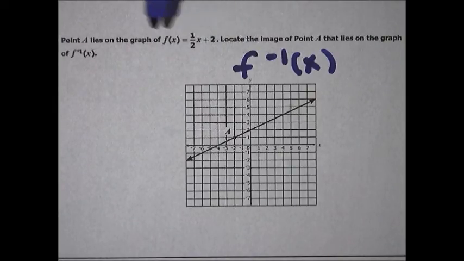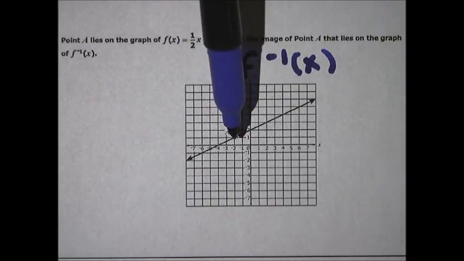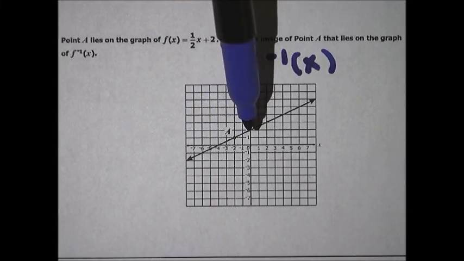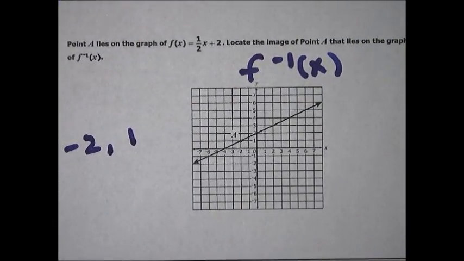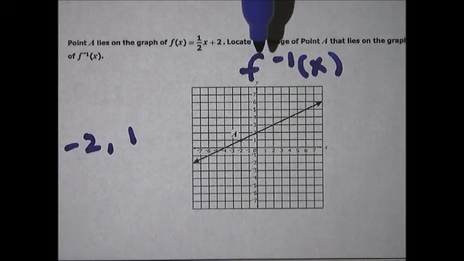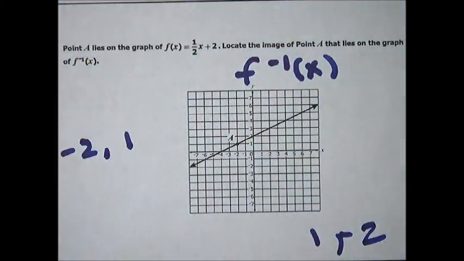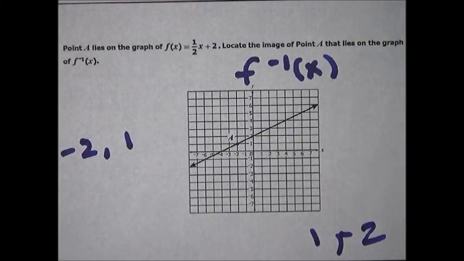In this case, it doesn't ask for an equation. It's saying, what would the coordinates be of this point on the inverse? So you look at point A, and you see that point A is at negative 2 comma 1. If it's at negative 2 comma 1 on the original, on the inverse, you would take that pair of points and flip it. So it would be at 1 comma negative 2. On the SOL, they would have you click on the graph and plot that point.